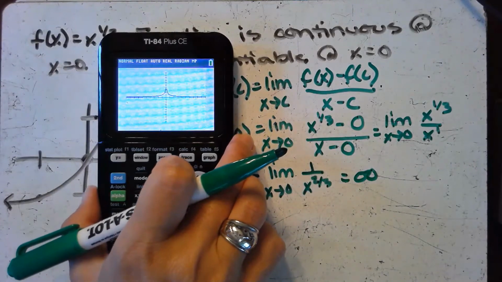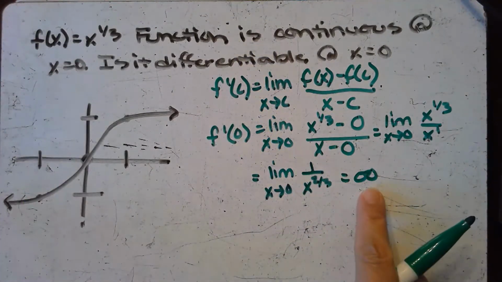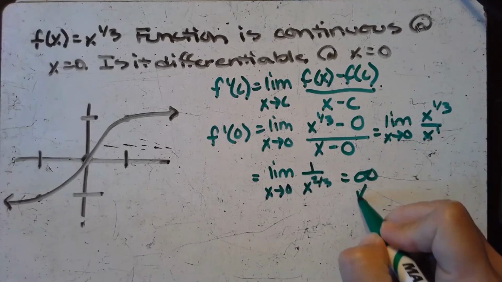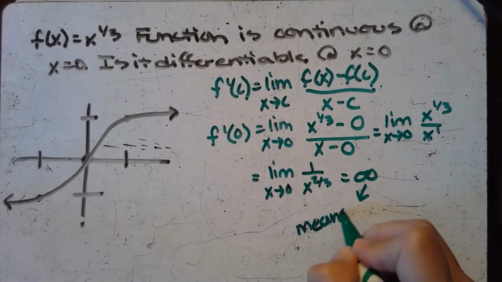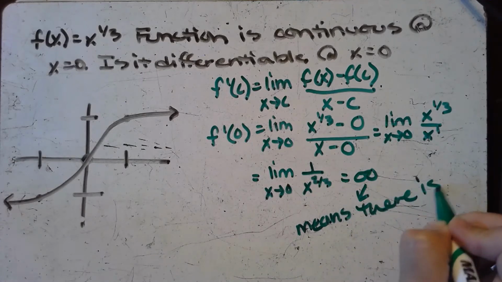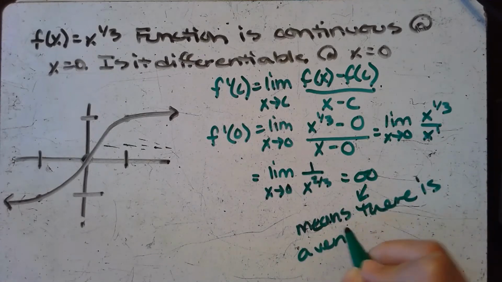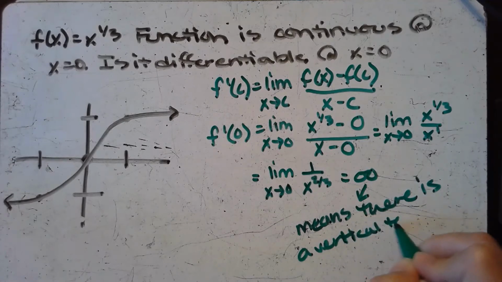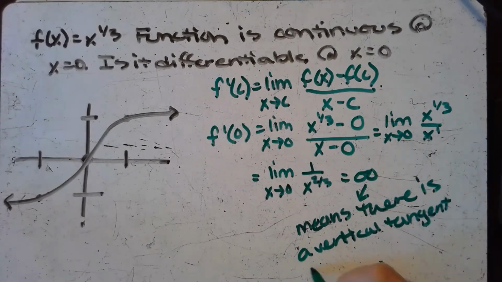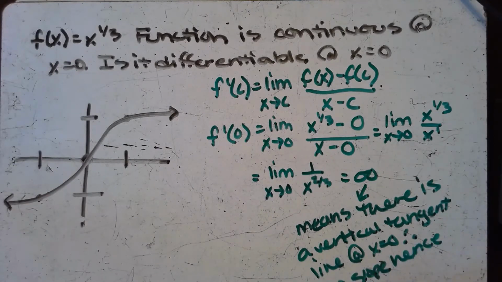But wait a minute, this doesn't make sense, because a derivative is supposed to represent the slope of a tangent line, and we can't have a slope of infinity. So infinity means there is a vertical tangent line at x equals 0. Therefore, no slope. Hence, no derivative.